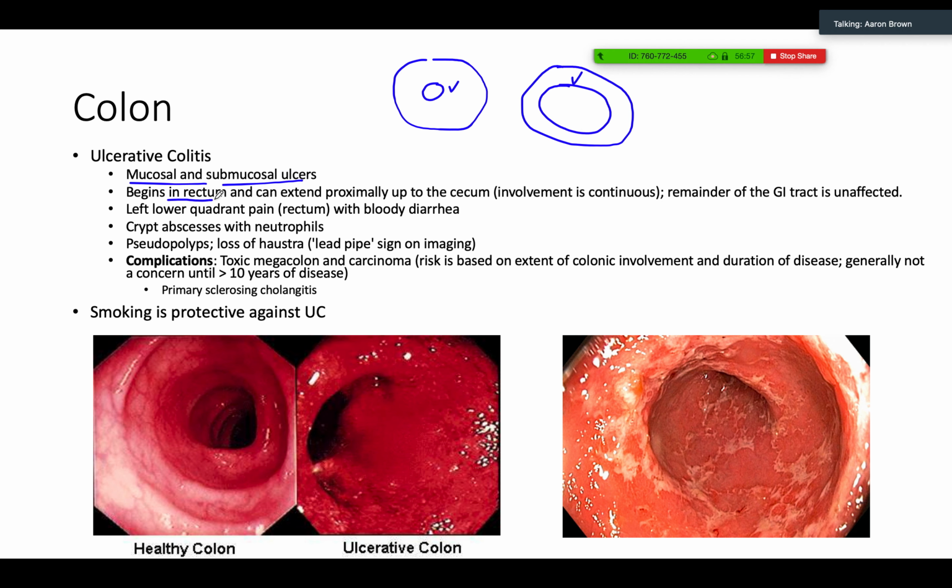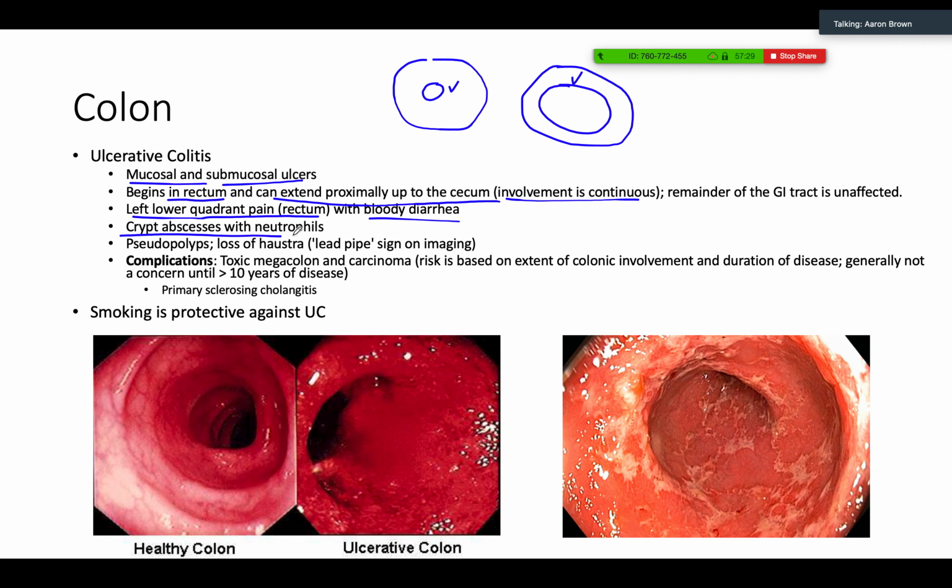Now, this is always going to begin in our rectum, and this is why we say these patients tend to present with bloody diarrhea. You're having the inflammation right above the anus. So yeah, it's going to have some blood in the stool when these patients use the bathroom. It can extend proximally all the way up into the cecum, and it's going to be a continuous involvement versus the skipping of Crohn's disease. This is going to be left lower quadrant pain, which is different from Crohn's, which was right lower quadrant pain, with some bloody diarrhea.